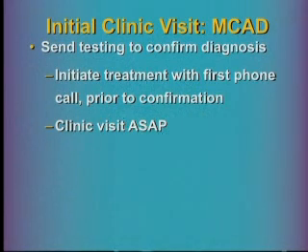So when we get a positive MCAD, we send testing to confirm the diagnosis. We call the family and we initiate treatment with the first phone call, because the treatment is to bring them to the hospital when they're sick so that they can get IV glucose. And we bring them into clinic as soon as we can. But on that first phone call, we tell them what they need to do if the child gets sick, we being Alicia. I'm using the royal we because it's Alicia.